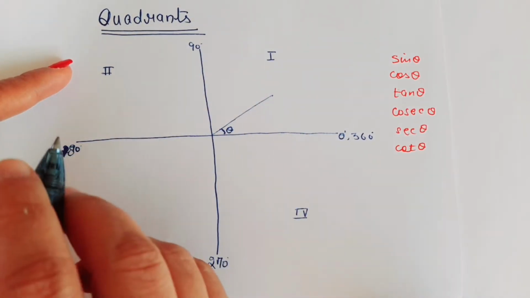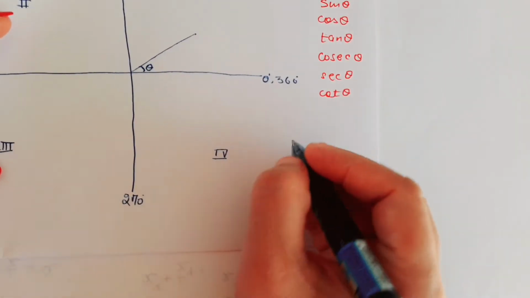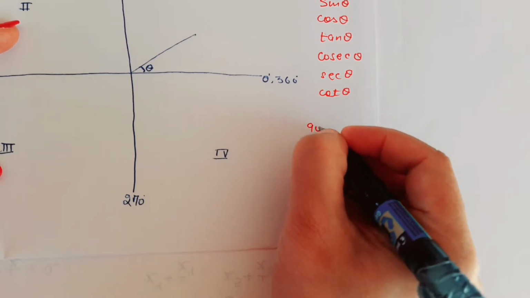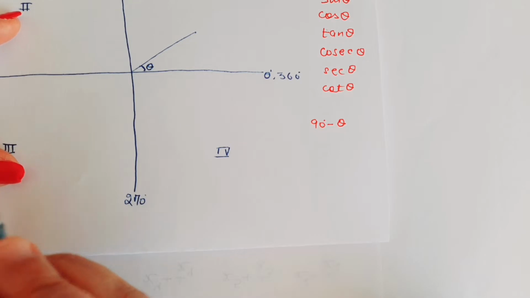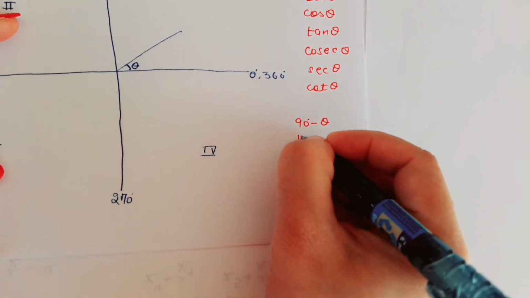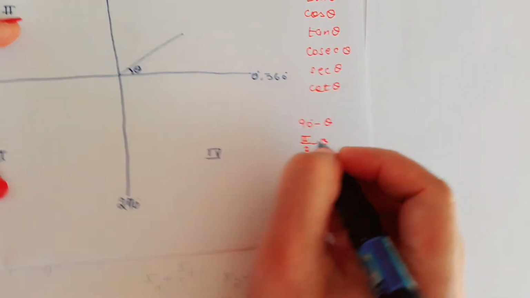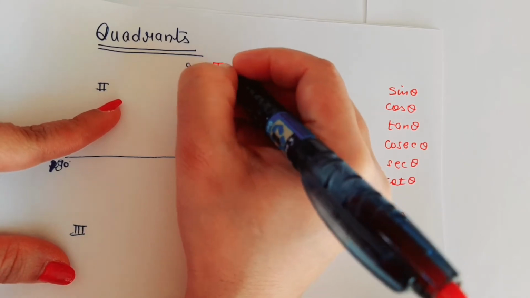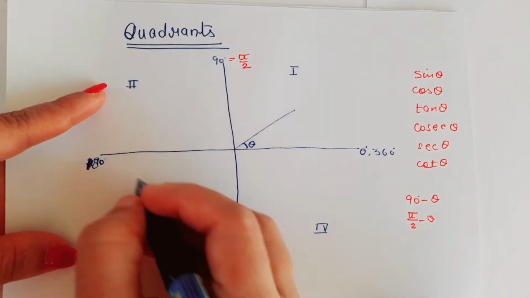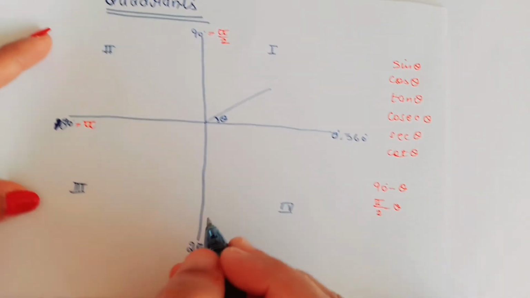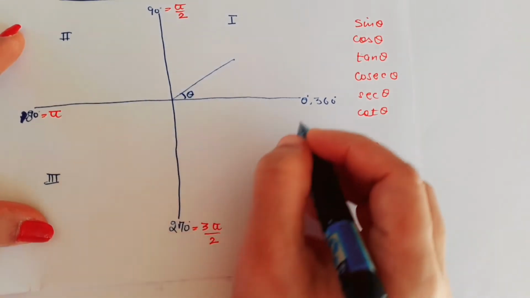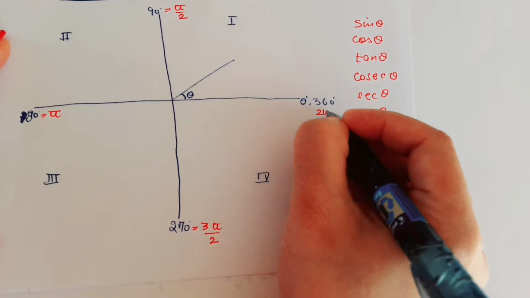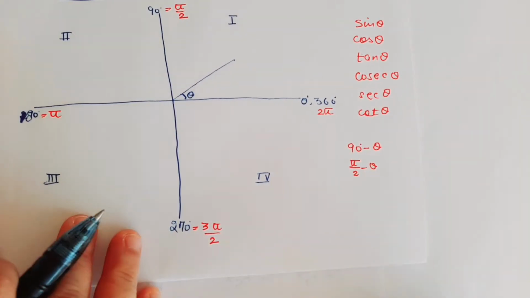So the first angle is 90 degrees. If I say 90 minus theta, we can say it is pi by 2 minus theta. 90 is equal to pi by 2, 180 is equal to pi, 270 is equal to 3 pi by 2, and 360 is equal to 2 pi.